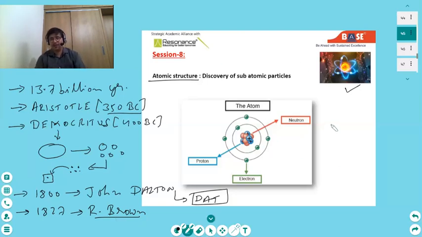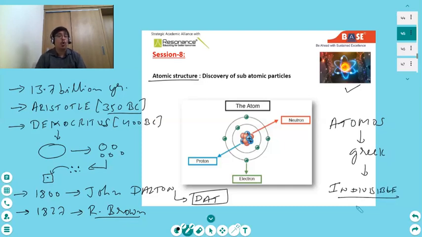The word atom comes from the Greek word atomos, which means indivisible. Indivisible means you cannot divide it or break it, but that is wrong. Dalton's atomic theory faced its first blow, or first failure, when the British physicist Sir J.J. Thomson discovered the electron. We will study about that. So this is all about the atom.